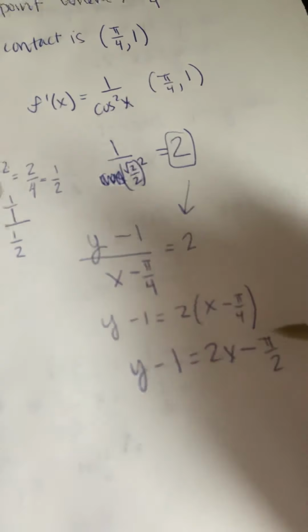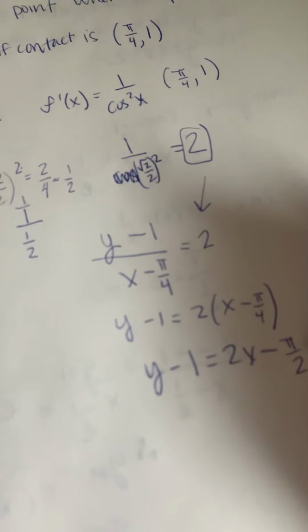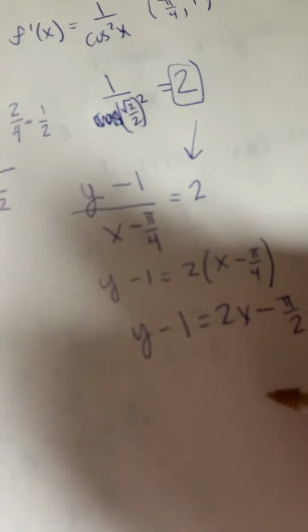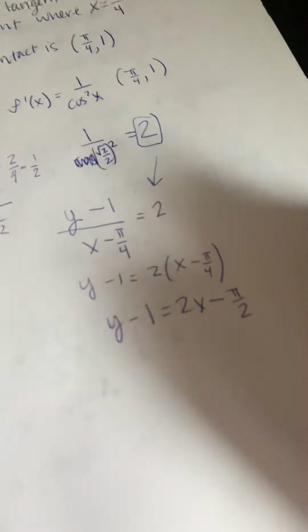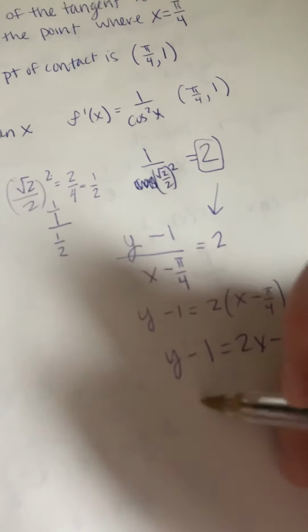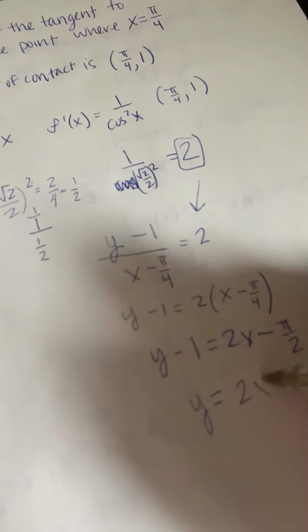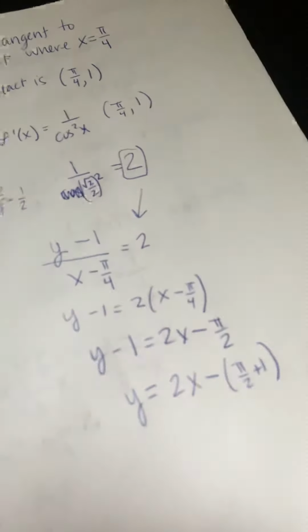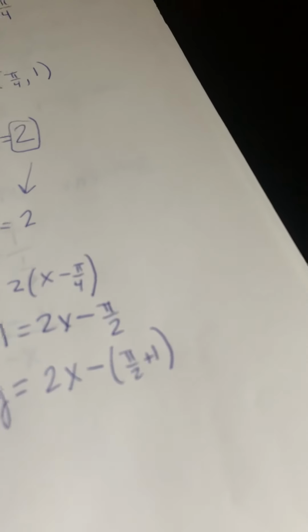And then I'm going to take this and add 1 to this, but I'm not actually going to put the 1 inside there. I'm not going to combine the like terms. So it's going to be y equals 2x minus pi over 2 plus 1. So it's going to look like that. Okay.